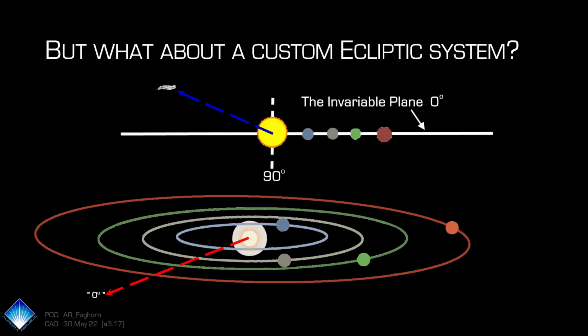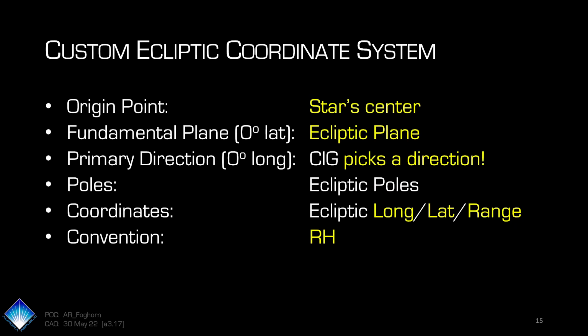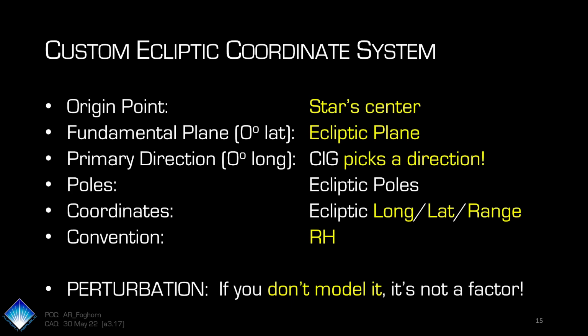They then arbitrarily picked a primary direction, as the scope of this decision requires no applicability outside of the simulation itself. Once we have those three items defined, the rest falls into place. 90 degrees up and down from the ecliptic gives us the poles, and we can now start using longitude, latitude, and range to position everything in the system, including ourselves. The circular convention is also an arbitrary decision, so since the real-world ecliptic system is right-handed, the developers have also implemented a right-hand convention. But wait, we discussed the problem of perturbation earlier. What about that? Again, the power of the developers comes into play.